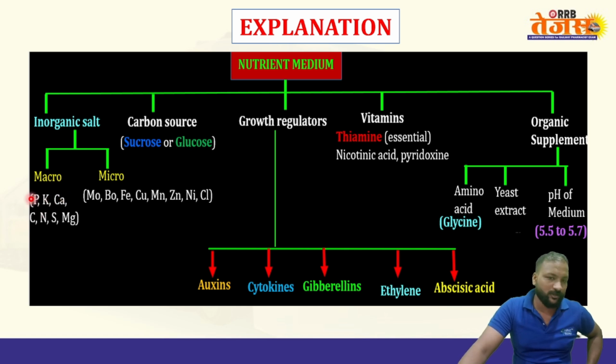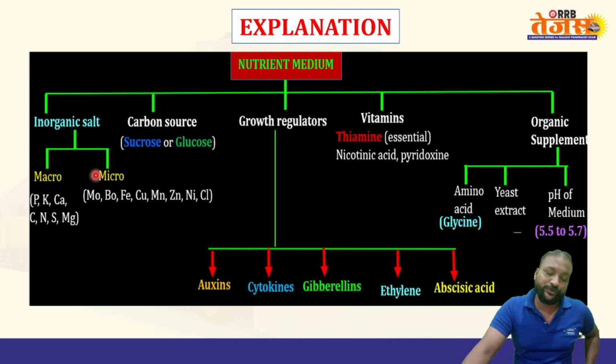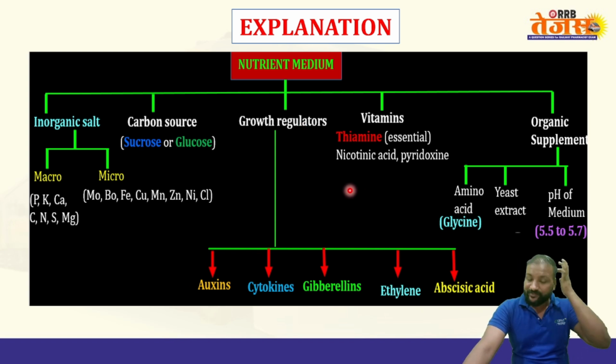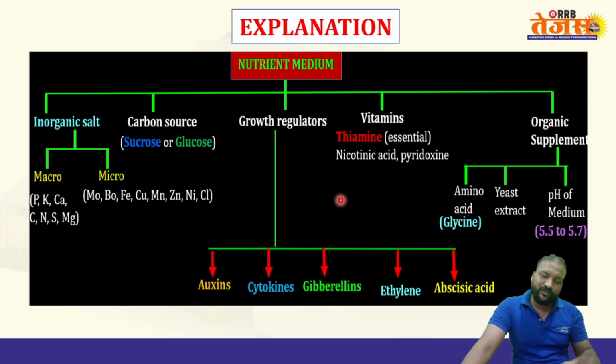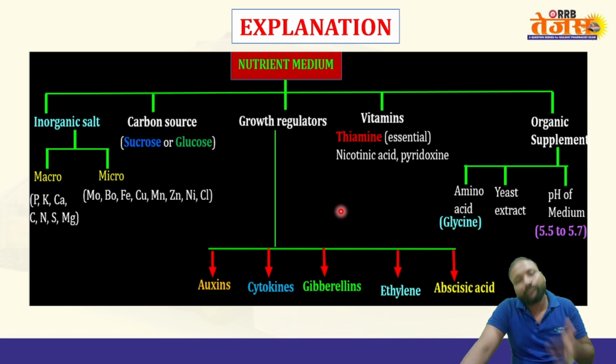They are inorganic salts: potassium, phosphorus, calcium, carbon, nitrogen, sulfur, and magnesium are the inorganic salts, especially macronutrients. Okay, carbon sources like sucrose, glucose, growth regulators like auxins and everything. Vitamins like thiamine are important, amino acids like glycine are important. Do remember, because we keep explaining again and again because they are very important.